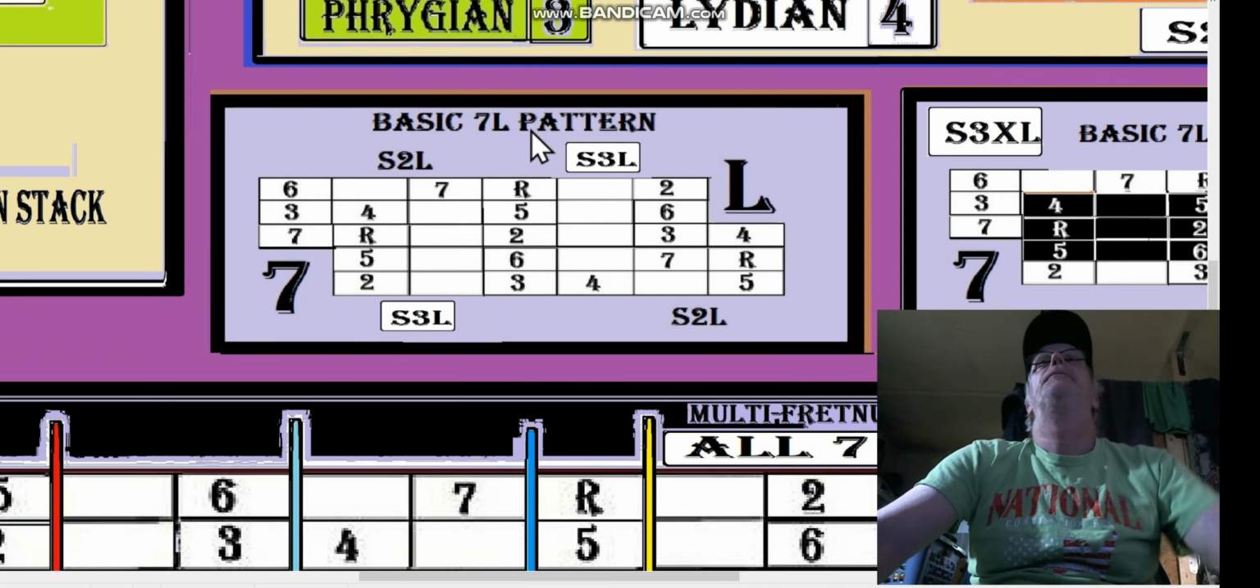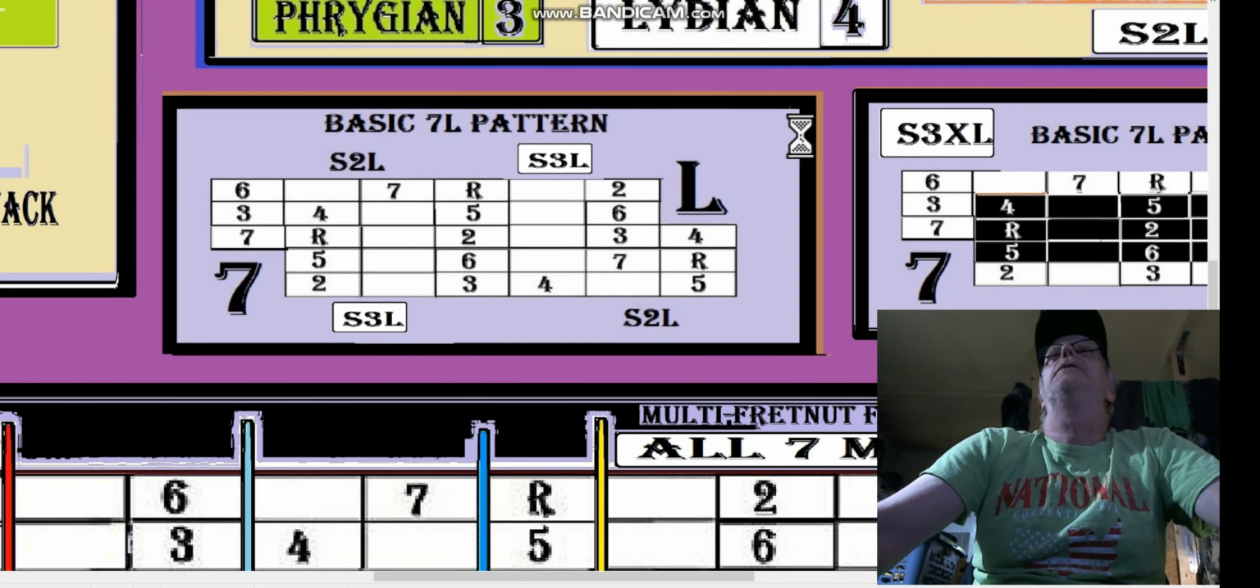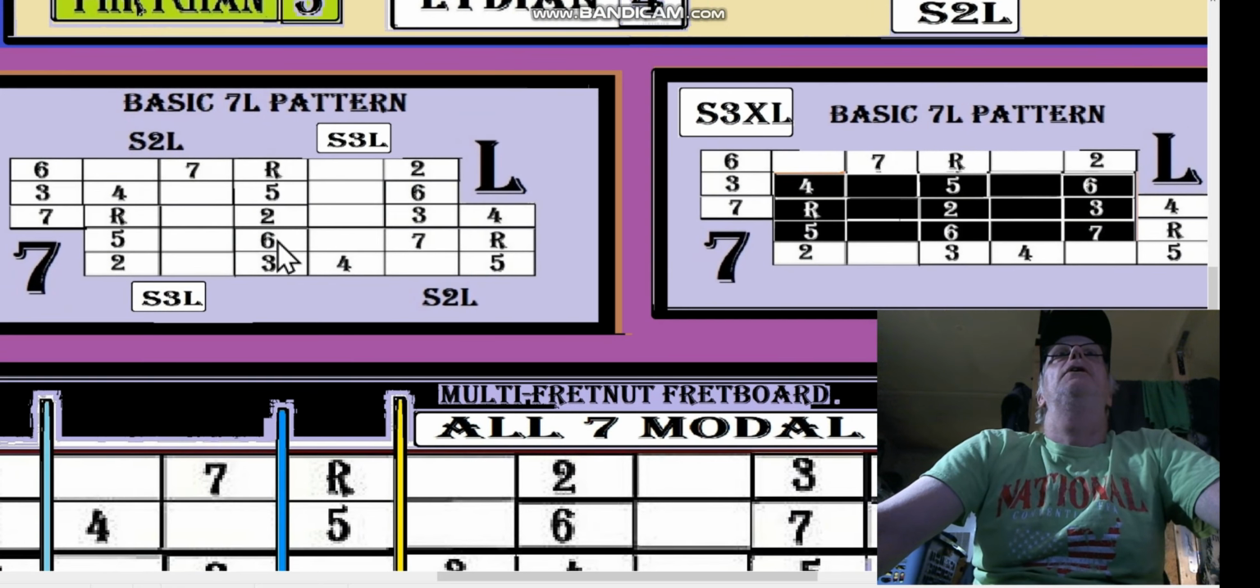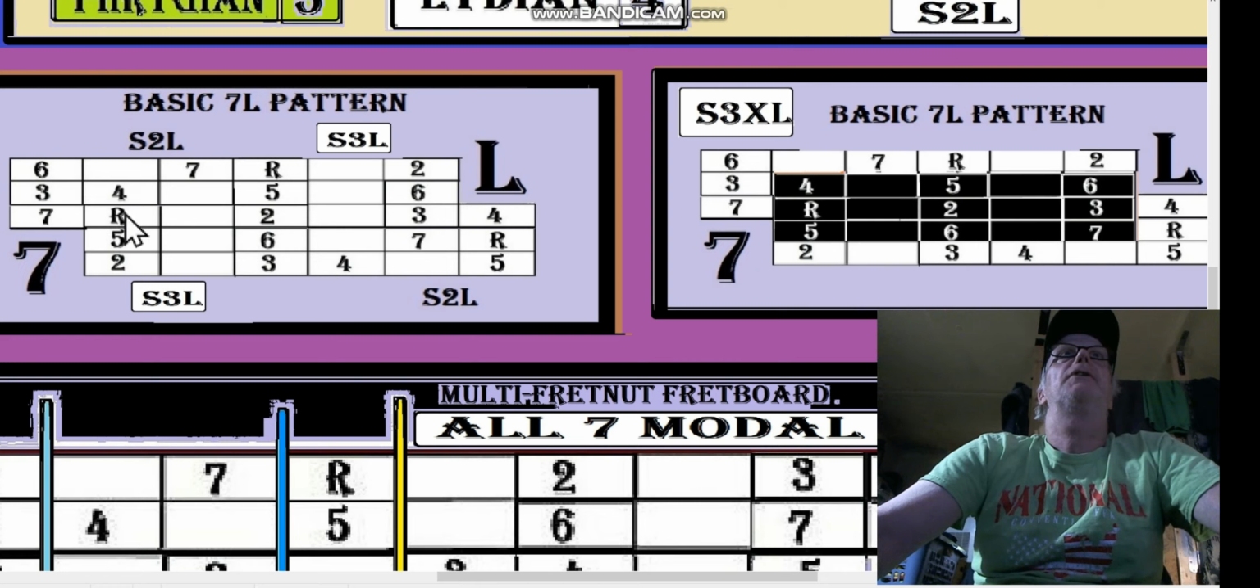Come over here. Alright. Then we get into these two guys. So it says S3L down here, right? That's our little S3L 2, 3, 4, 5, 6, 7 R2, just like was up there. It's out of view right now. And then on top of it's an S2L, which is 3, 4, 5, 6, 7 root.